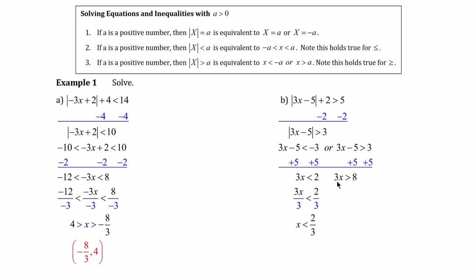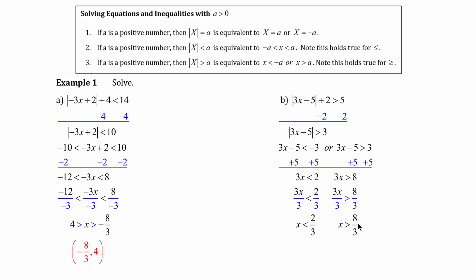From here, we get rid of the 3 in front of the x. We just divide both sides by 3. We get 3x divided by 3 greater than 8/3. Simplifying the left-hand side, 3x divided by 3 is x, and on the right-hand side, 8 over 3 stays as 8 over 3. So the result is x greater than 8 over 3.